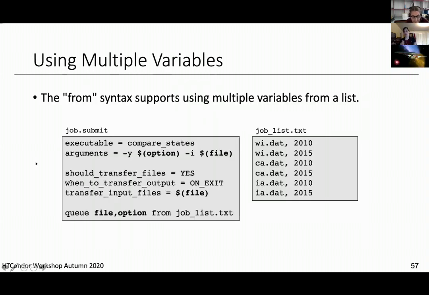A few extra features of these functionalities. The from syntax, another reason we really like it, is you can use combinations of input values. So you don't just have to have a list of single items, but you can actually have tuples or more. In this example, if I made my job a little more complicated, I could do combinations of states and years, for example. If I put all the combinations into my list, it will generate all my jobs.